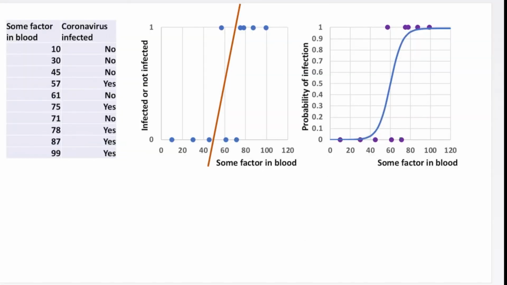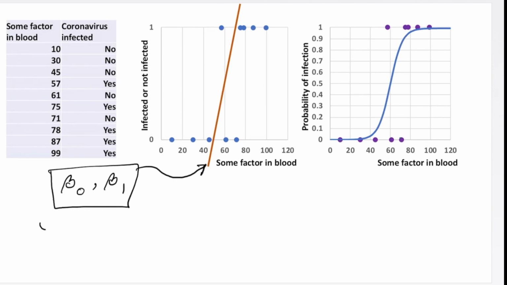Let's say that there is a way to compute beta naught and beta 1. The model parameters for this line would be beta naught and beta 1. That means our equation is y equals beta naught plus beta 1 x1. Of course, this column is y and this column is x1. And here all no's would indicate zeros, ones would indicate yes.